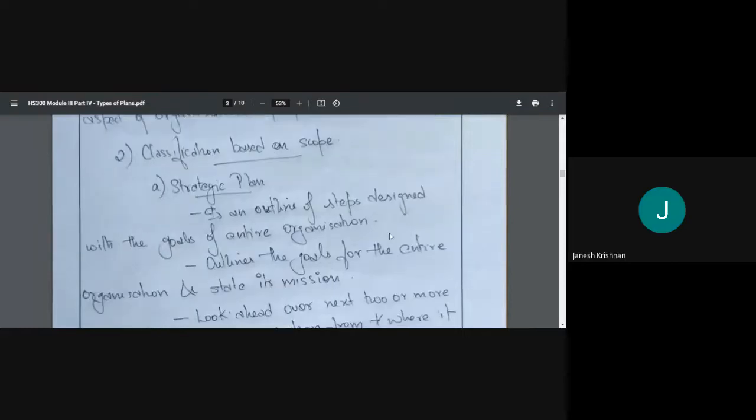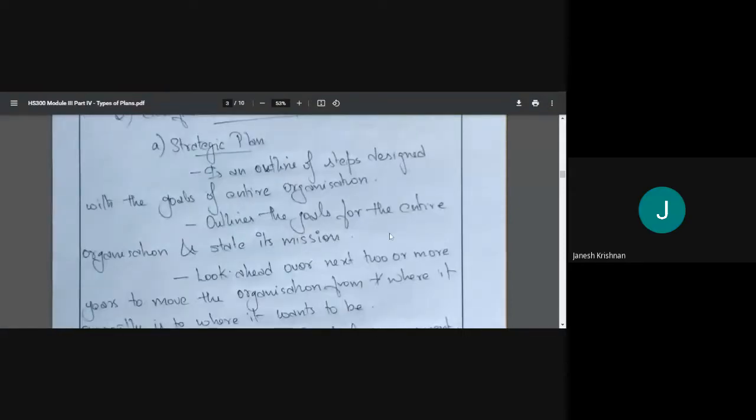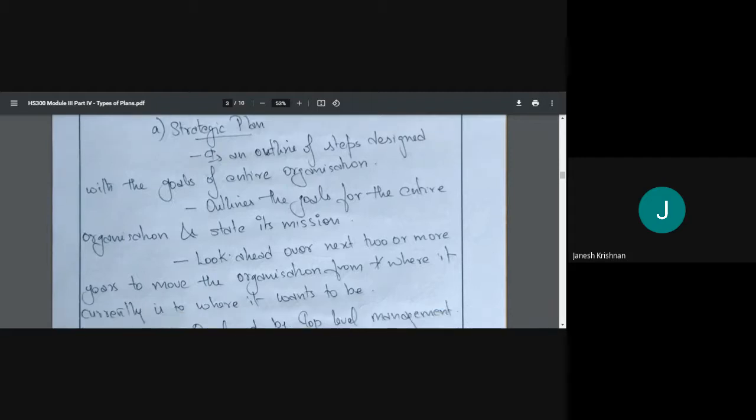Okay? Then based on scope. Scope means extent of coverage, what is affected. On this basis we have three: strategic, tactical, and operational. Right? So strategic means it is formulated by the top. Top level management will form the strategic plans, and it will be applicable for the entire company. Okay? Not for one division or something.